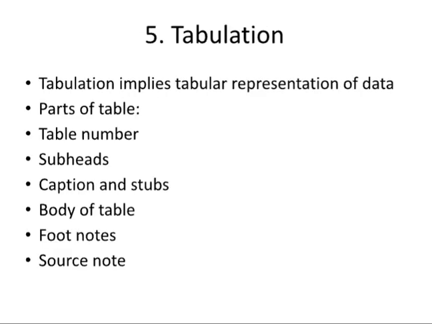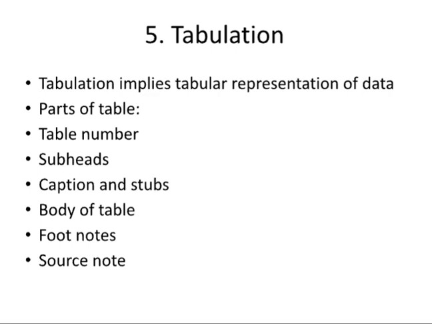The next one is tabulation. You have to make it presentable and easily understandable for the people who read the research or who read your analysis. In those cases we usually make it into a table, column or chart. So we put it in a pie chart or bar chart, or you make it as a tabular column. We say it as tabulation. Tabulation implies tabular representation of data.